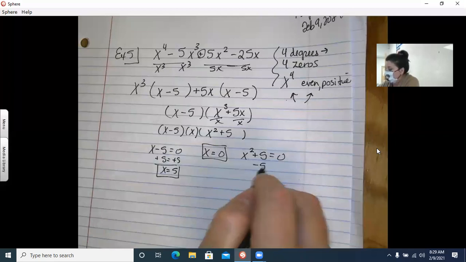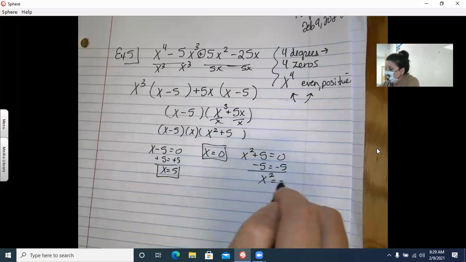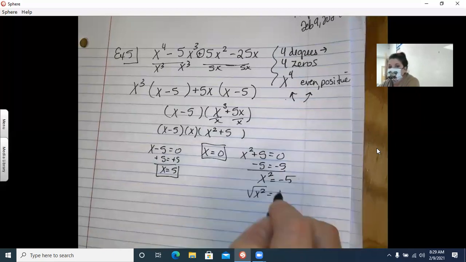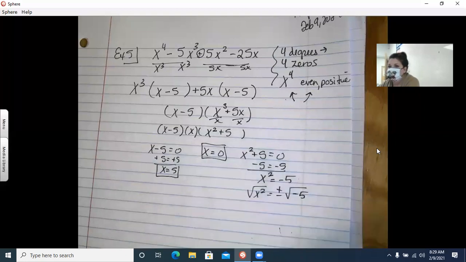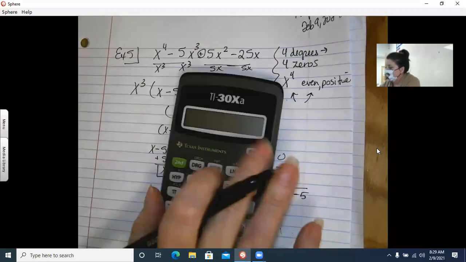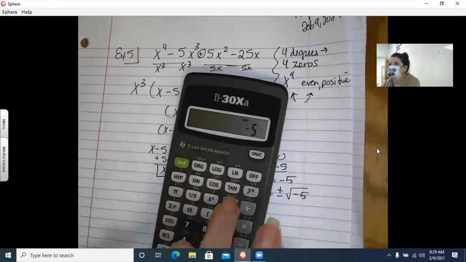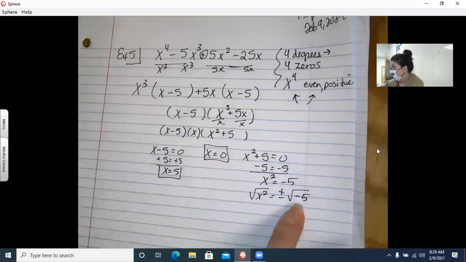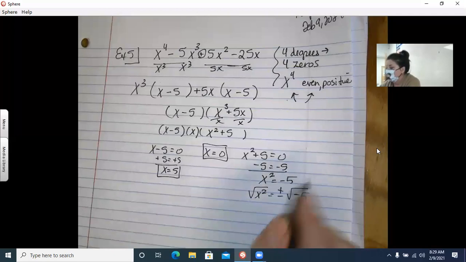X squared equals negative 5. Take the square root of both sides. What is the square root of negative 5? Did you put the square root of negative 5 in your calculator? You get an error message. Why do you get an error message? Because you have a negative under the radical, which means you get an imaginary solution. So positive or negative i square root 5.